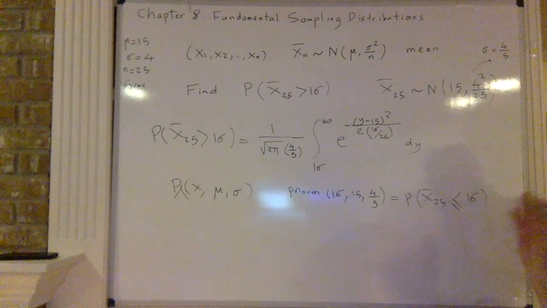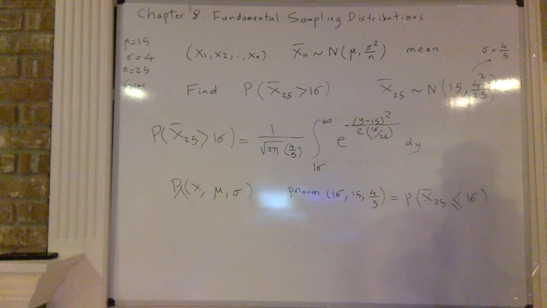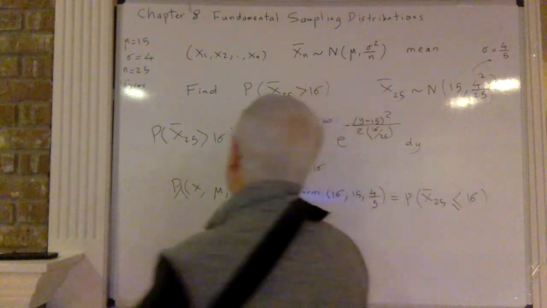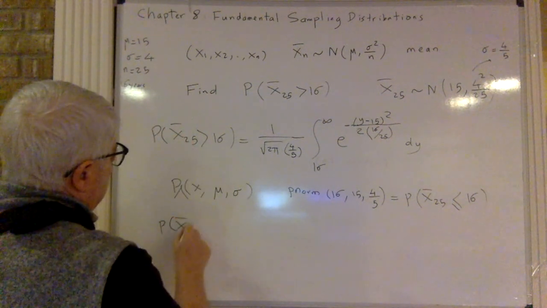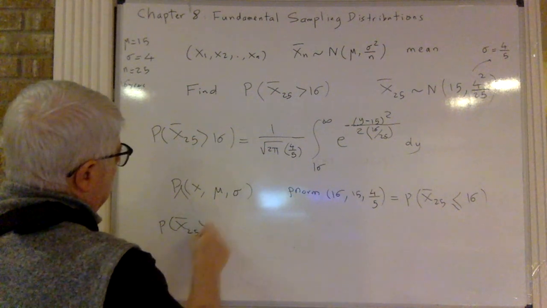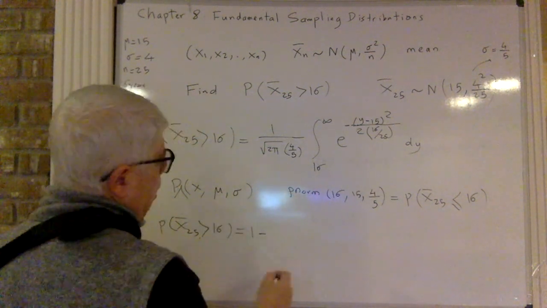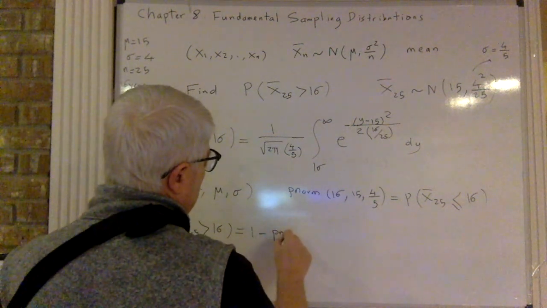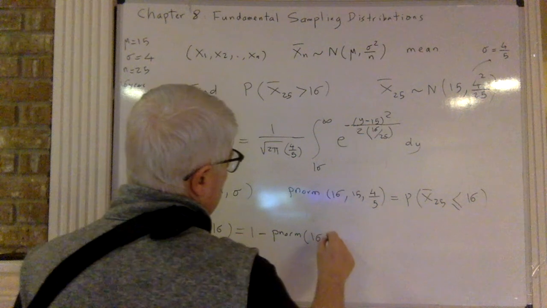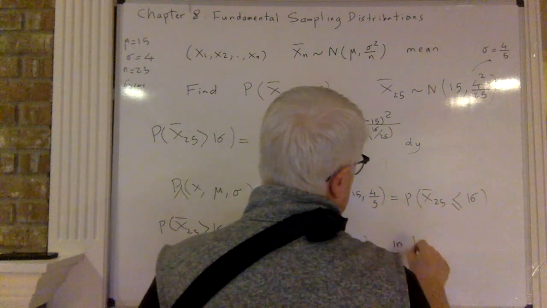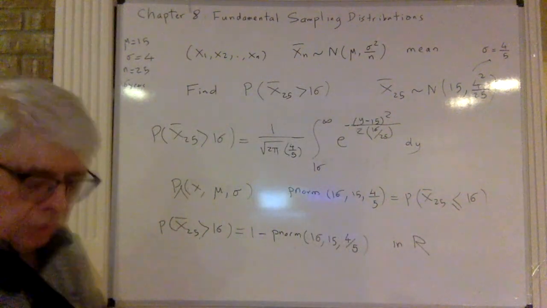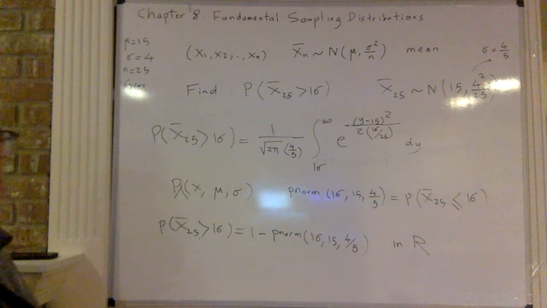So that probability is from negative infinity to this point, right? But I need the tail of this, so this probability, P of x bar 25 bigger than 16, is 1 minus pnorm of 16, 15, and 4 over 5. And that will give you the probability that you are looking for. Okay.